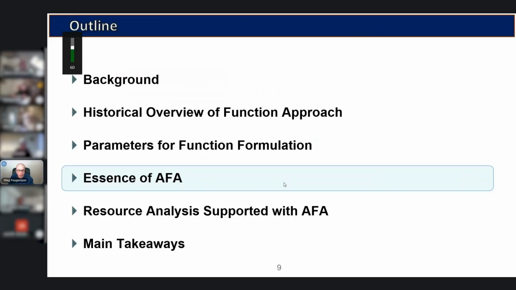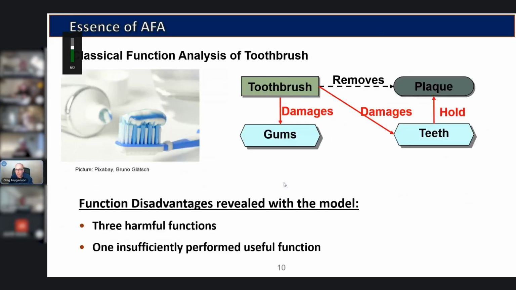Okay, let us consider our favorite example when we teach. All of us are teaching or explaining function analysis to our colleagues, and I'm sure everyone uses the toothbrush example. This is the classical model at the high hierarchical level. We have a toothbrush, we have a plug as a target, and the toothbrush removes plug. Okay, useful function, and the level of performance is insufficient.